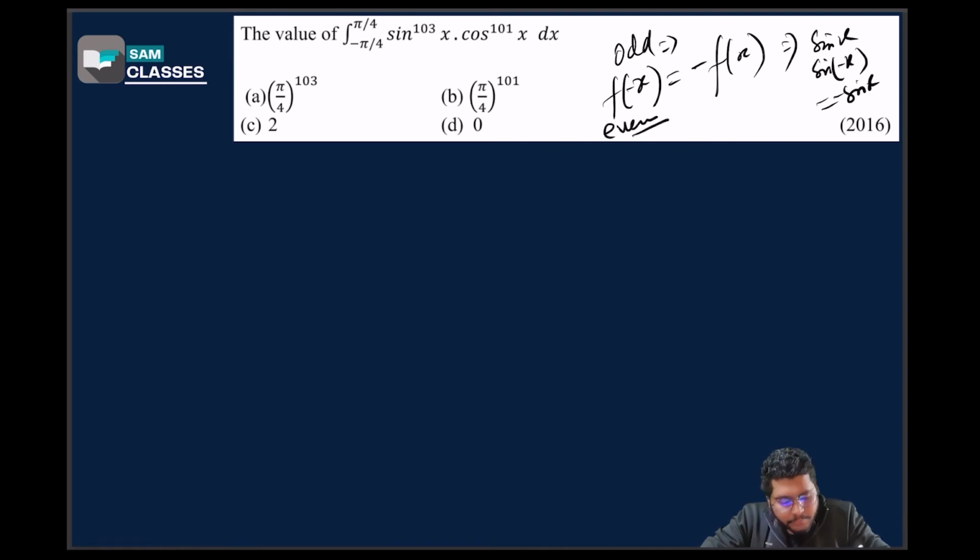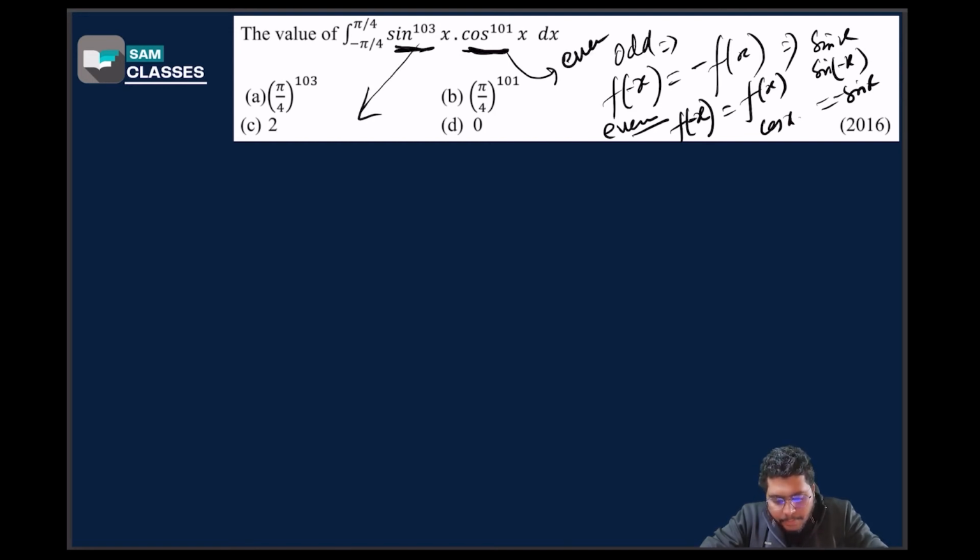An even function is able to absorb the sign, like cos x. Clear? Now what have they given? They've given one sine and one cos function. We know cos will be able to absorb the sign, so this is an even function. But this sine won't be able to absorb it, correct?